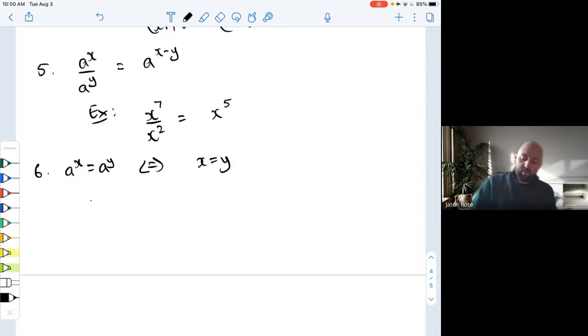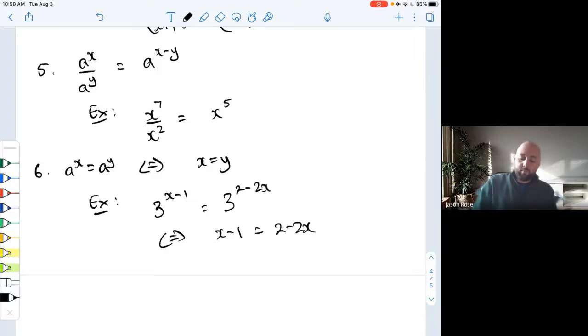So for example, let's say you have 3 to the power of x minus 1 is equal to 3 to the power of 2 minus 2x. Then what you're going to say is that the x minus 1 must be equal to 2 minus 2x. Because these bases are the same, I can apply that property number 6 and say, if those bases are the same and they're equal, then the powers must be equal as well. That's the only way that equation as a whole can happen. So that's something that you're going to use from time to time.